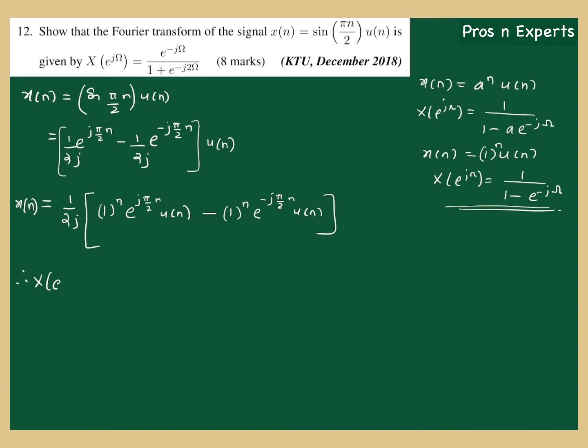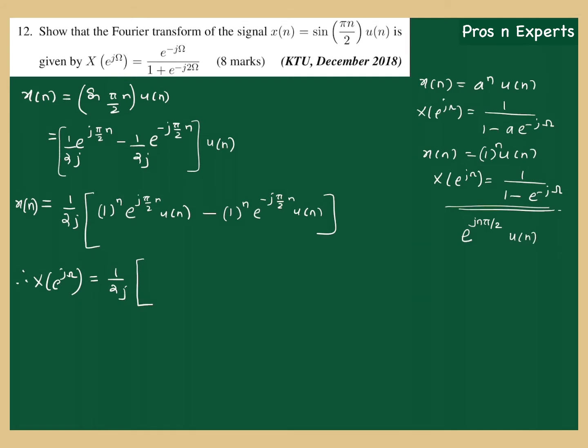Therefore X of e raised to j omega equal to 1 by 2j into, what is the Fourier transform of this term alone? For x of n equal to 1 raised to n u of n or simply u of n, X of e raised to j omega is 1 by 1 minus e raised to minus j omega. But here, instead of 1 raised to n u of n, the signal is actually e raised to j n pi by 2 into u of n.